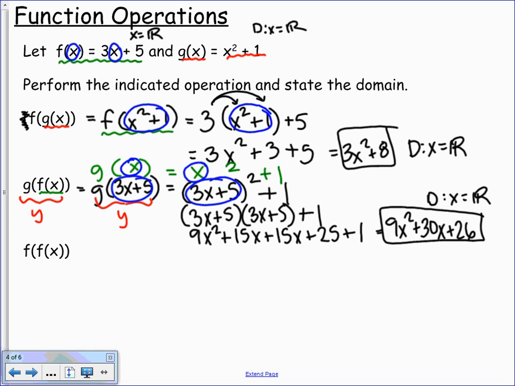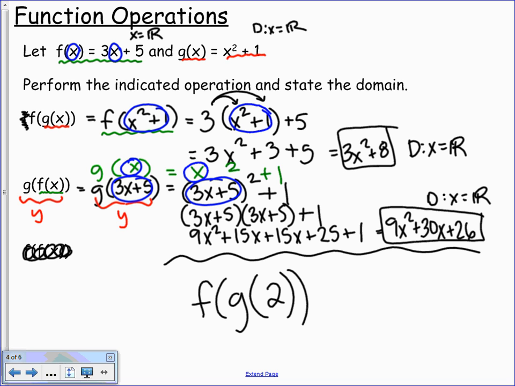Now, I'm not going to do the next composition right here. I'm going to change it, and I'm going to ask you a different question. So we've done some compositions with just the letter x, right? What if I asked you what f of g of 2 was? What if instead of having an x, I put in a number? And which one should I plug it into? Our first or our second one that we created?